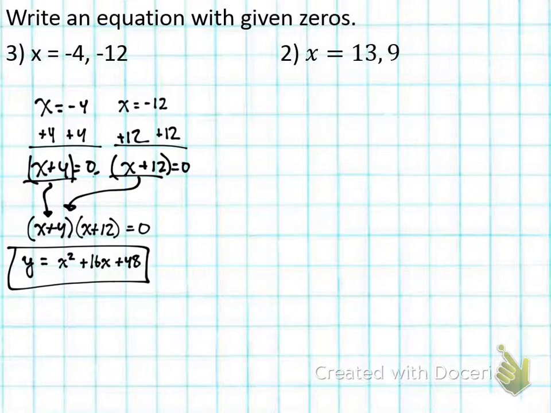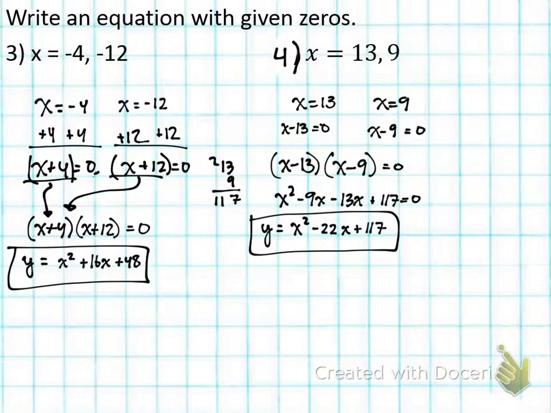Okay? Number 2. Let's have you do this one by yourself. Go. Here you go: y is equal to x squared minus 22x plus 117. Sorry about that, plus 117. Okay? Raise your hand if you made a silly mistake on your adding or subtracting. Okay? Please fix it.